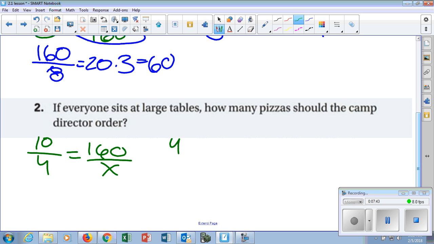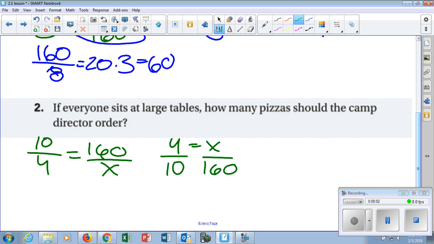You're saying to write it like this? Are you saying I should write it like that? It doesn't matter. As long as your 4 and X are on the same side, and your 10 and 160 are on the same side, it doesn't matter which one's on the top and bottom, as long as they are on the same side from each other.